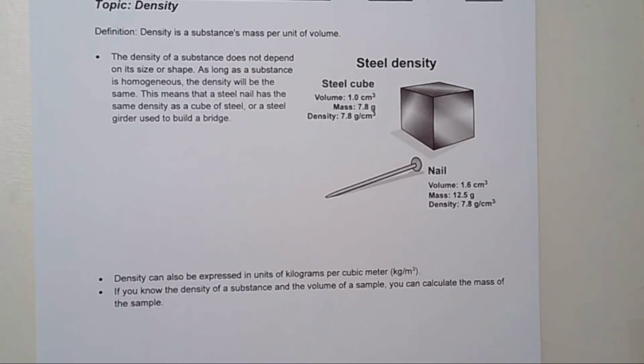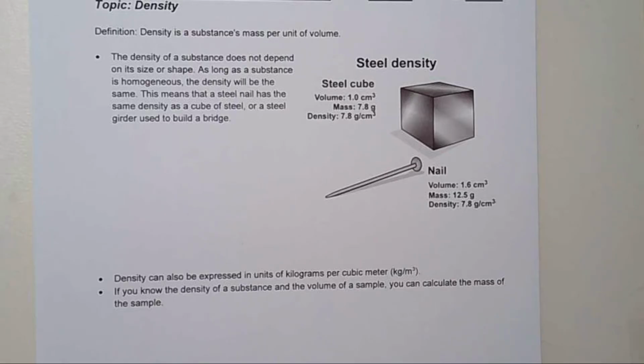This means that the density of the cube is the same as the density of the nail, even though the shape and the size are not the same, because it's made of the same material. So that's something that we must understand: density is used to determine what kind of material we're using, and at the same time to be able to calculate the mass and the volume of said material.